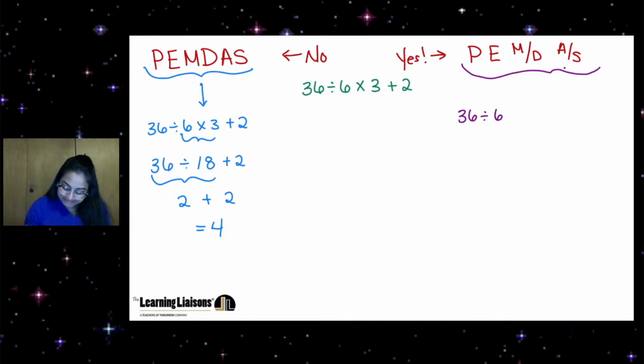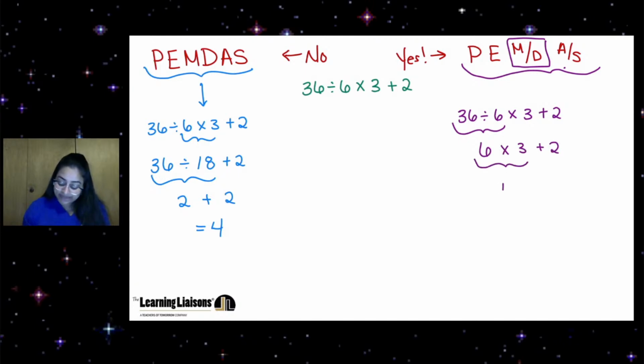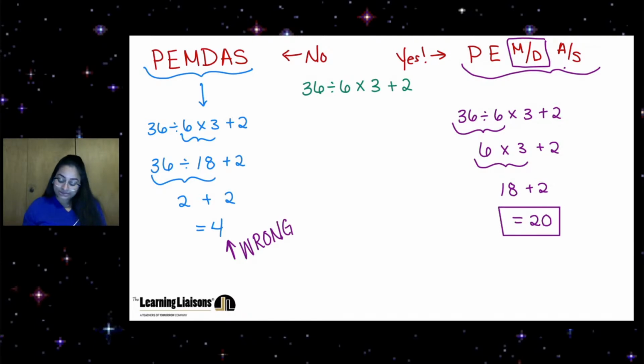36 divided by 6 times 3 plus 2. Here, it says multiply or divide. Which one comes first? I'm going to divide because that's the first one in order from left to right, because that's how we read. So 6 goes into 36 6 times, 6 times 3 plus 2. 6 times 3 is 18 plus 2 is equal to 20. So it matters how you do your orders of operation.